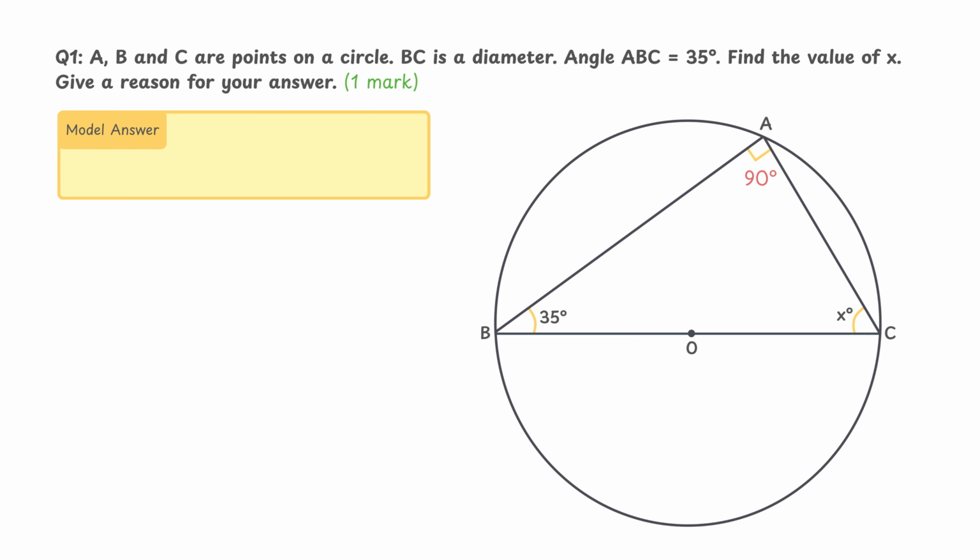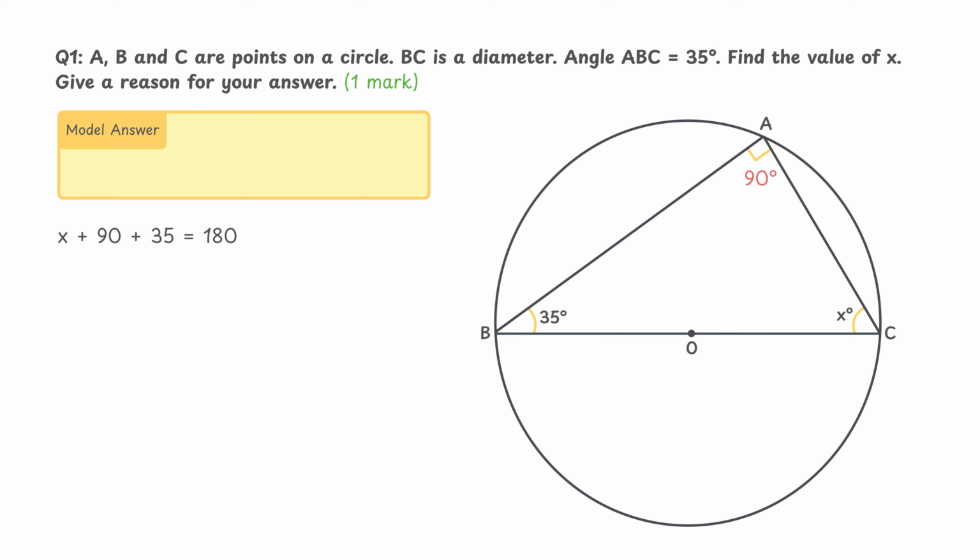Now we move on to finding x. We are working inside a triangle. Triangle ABC. And we know that the angles in a triangle always add up to 180 degrees. So let's write that out clearly. X plus 90 plus 35 equals 180.